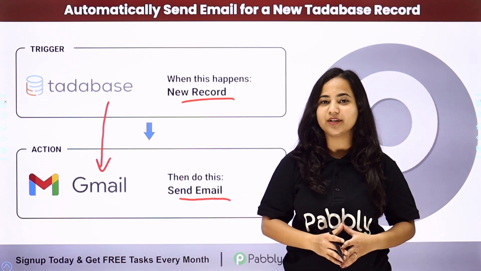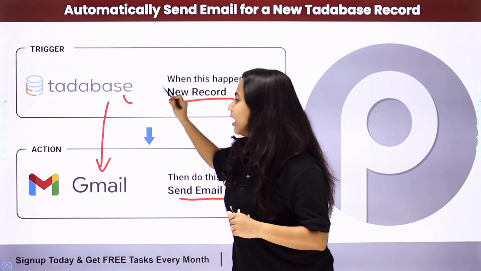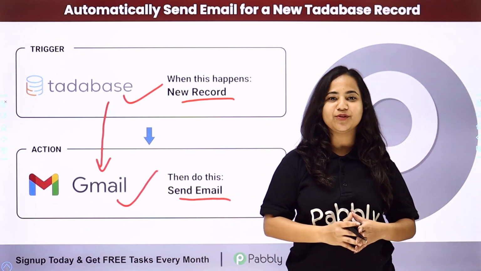Pabbly Connect works on two principles. First is trigger and second is action. Here my trigger application is Tadabase and my action application is Gmail. To learn how to do this, let me take you to my screen.